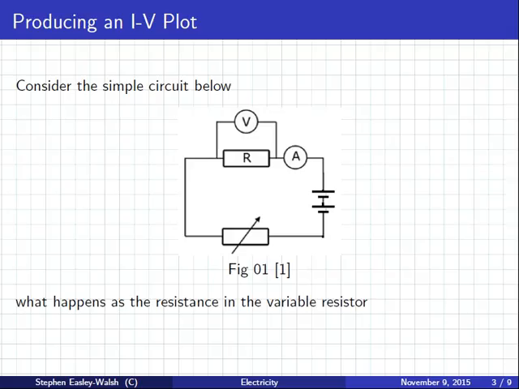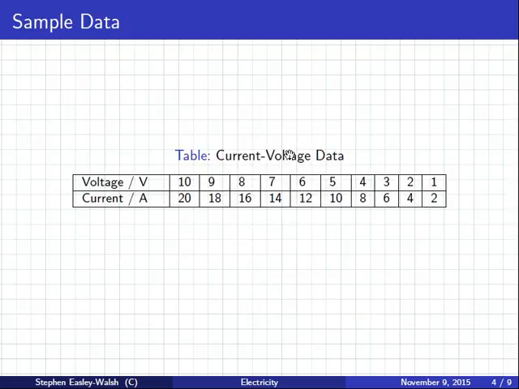Okay, did you draw that? Yes? Okay. So, let's have a look at the graph. Here's an example. I've collected some data. The voltage was 10, and then it decreased to 1 because I increased the resistance on the rheostat. And what happened to the current as I decreased the voltage? The current decreased as well. I want to plot this now.